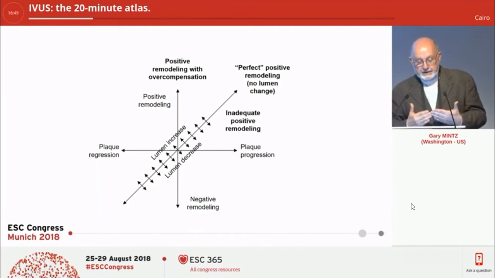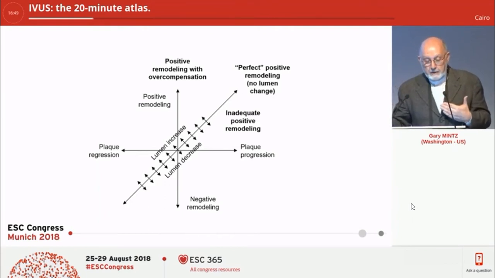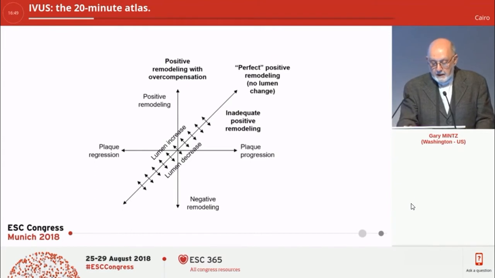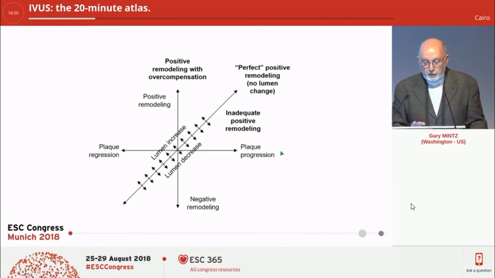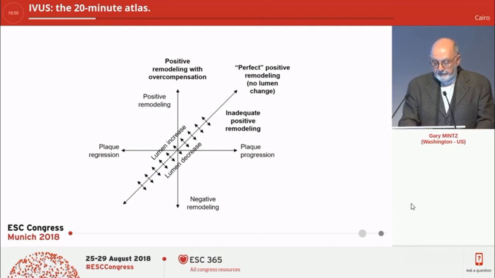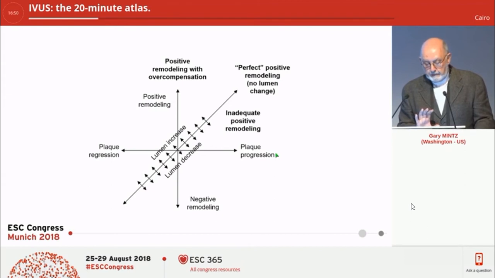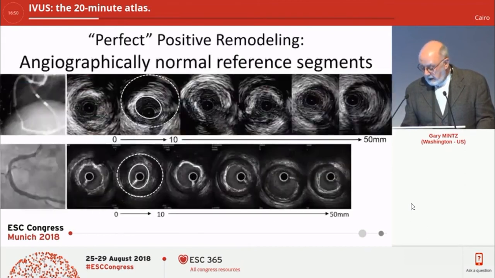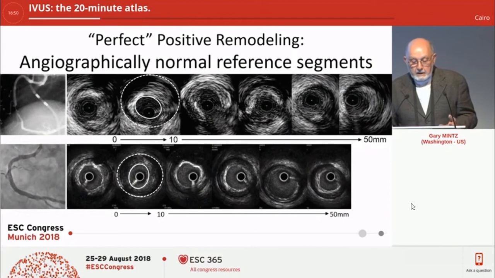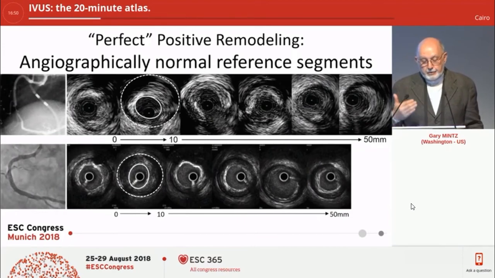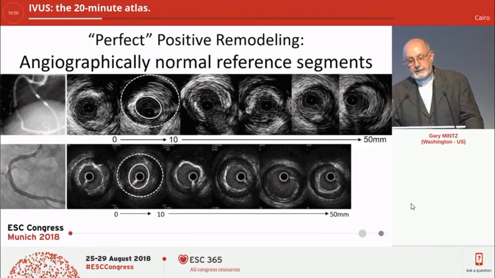Remodeling is a dynamic process. It occurs over time so that you can get an interaction of remodeling and plaque progression on the lumen. If positive remodeling perfectly accommodates plaque progression, you have no lumen change. However, clinically, we don't have the opportunity to look at lesions over time. We typically only see them once.